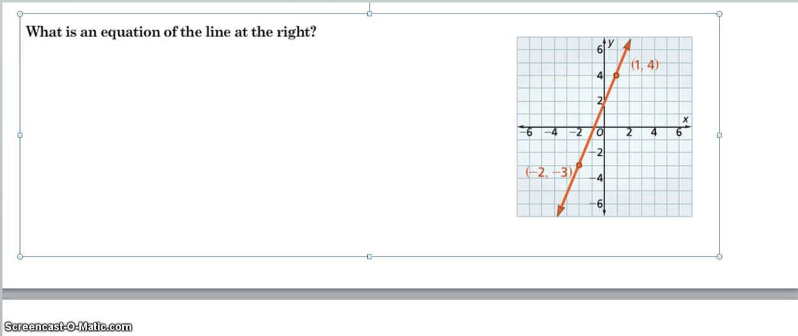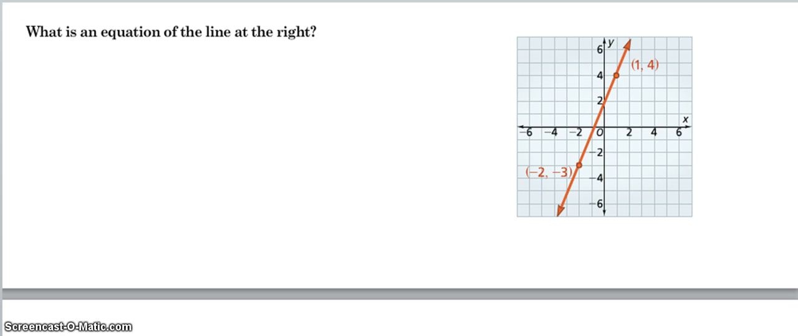We can just go from point to point and use our triangle method to find the slope. So pause the video for a second and try that. Figure out the slope just through investigation. Now we can draw the triangle.